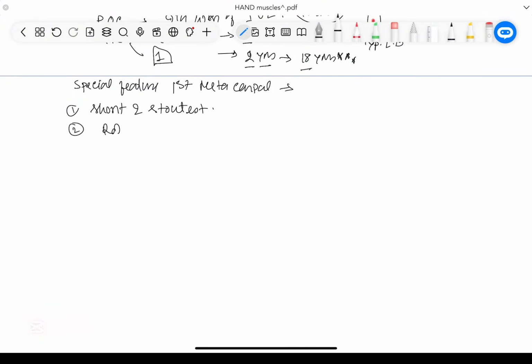Okay. Number 2, we have to remember it is rotated 90 degrees medially. That's why it will not be making any intermetacarpal joint with the other metacarpals. Okay, it's a point we have to remember.